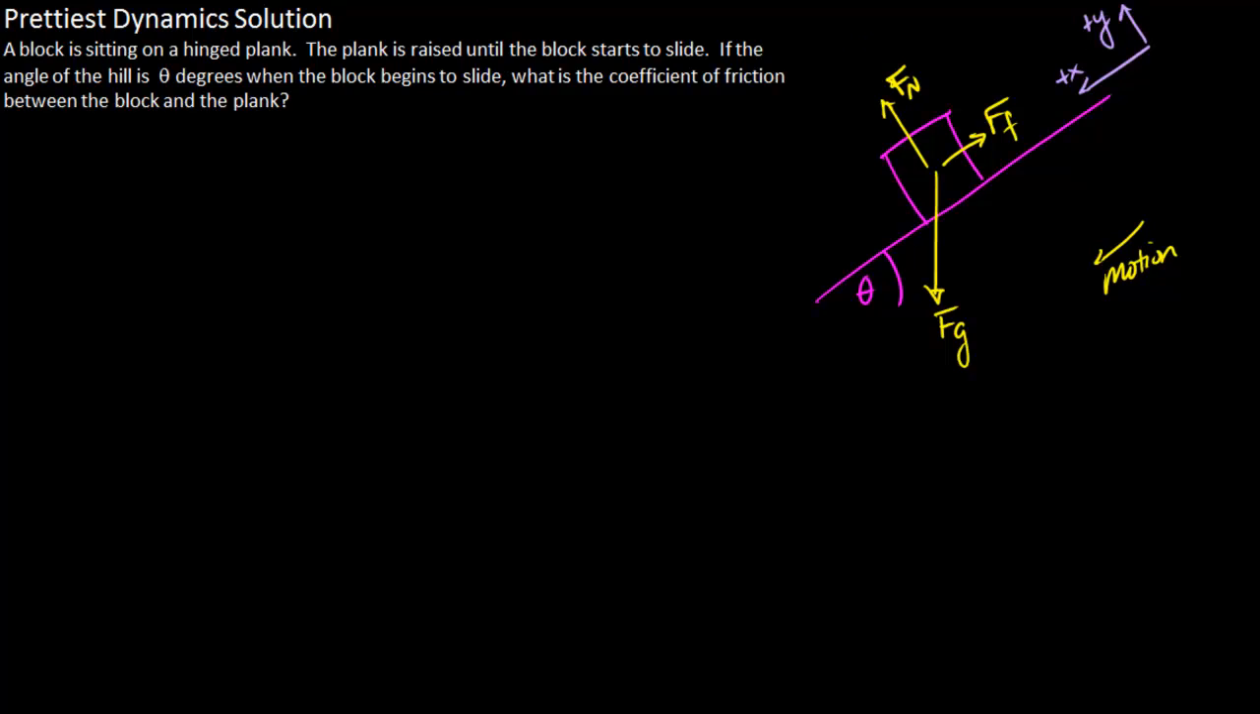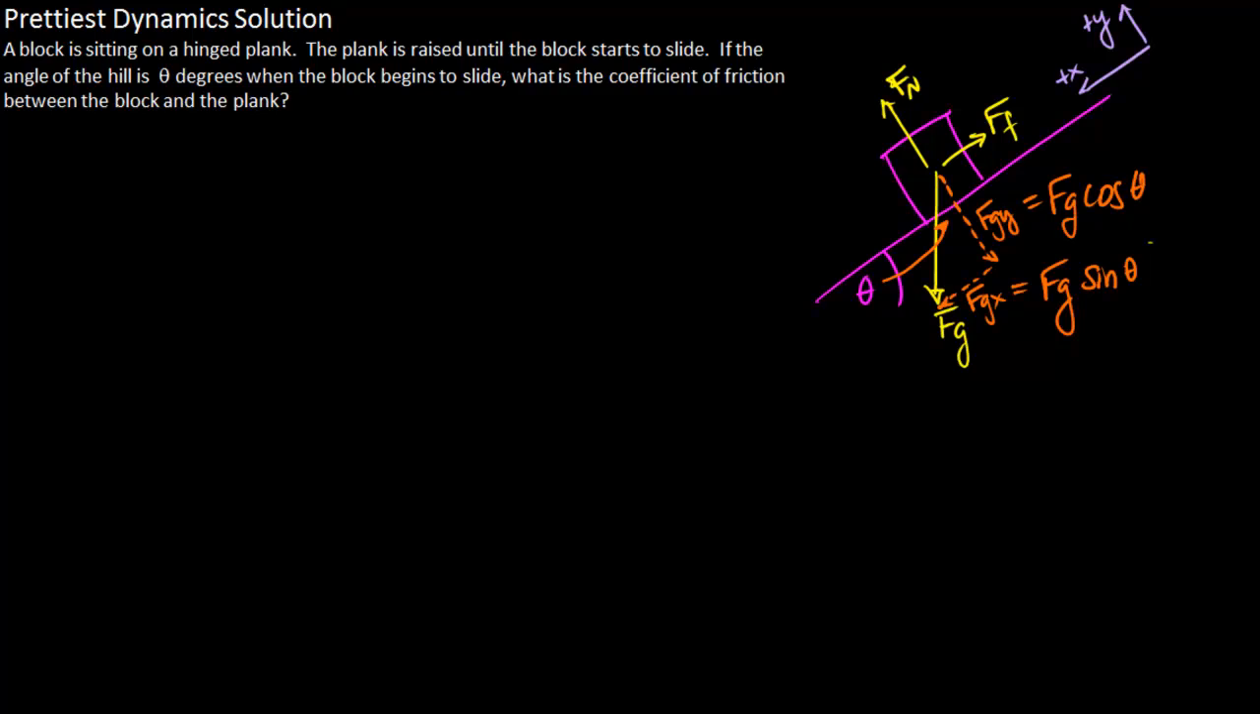It does mean, however, we have to break up our gravitational force into components. So we have Fgy, the y part of our gravitational force, and we have Fgx, which is the x piece. And if we know that the angle of the hill is theta, that means this top angle is also going to be theta. So Fgx will be Fg times the sine of theta. Fgy is Fg times the cosine of theta.